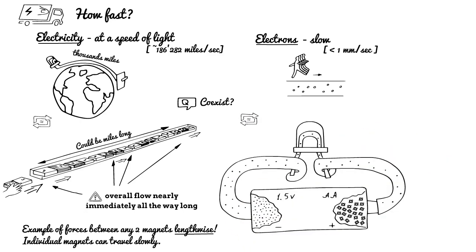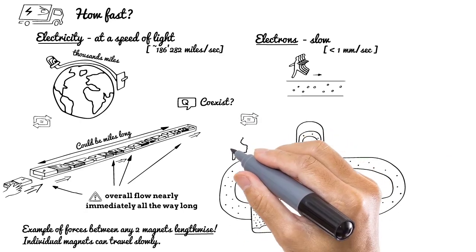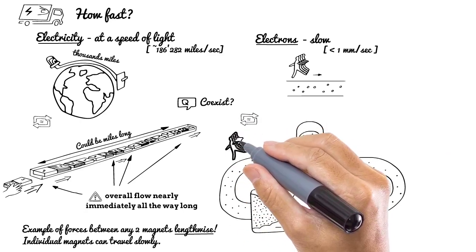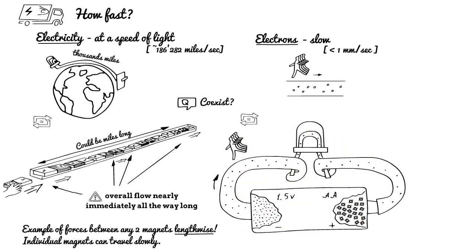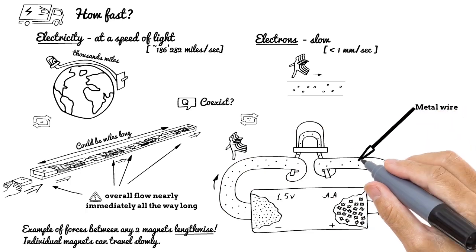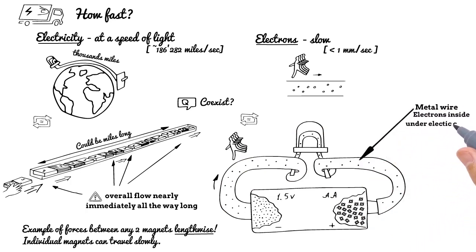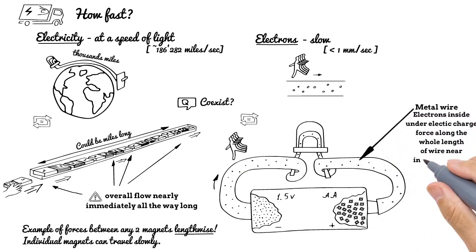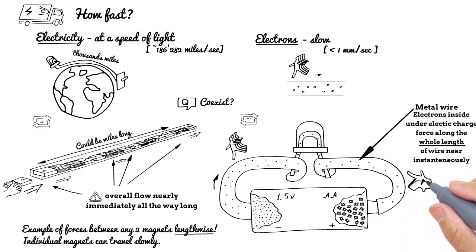Don't mix with magnetic fields though. Electrons start repelling each other from the negative battery terminal with an excess of electrons and push all freely moving electrons in our metal wire. Our metal wire is an electron reservoir, and will be under electric charge force along the whole length of the wire near instantaneously. All free electrons will be drifting in the direction from the negative battery terminal to the positive battery terminal, repelling each other.